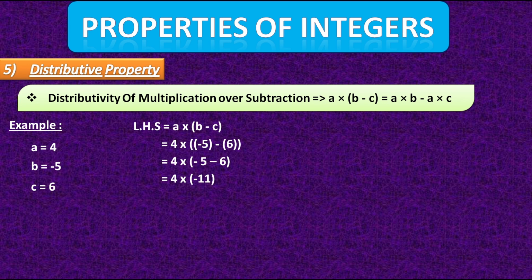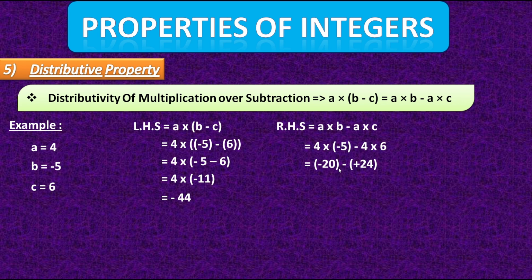So 4 into -11. Now 11 fours are 44 with minus sign, because both numbers have different signs. Now let's check for RHS. Let's put the values of A, B, C here. First we have to multiply A into B, that is 4 fives are 20 with minus sign, because both numbers have different signs. Then 4 sixes are 24, with plus sign, because 4 has plus sign and 6 has plus sign.